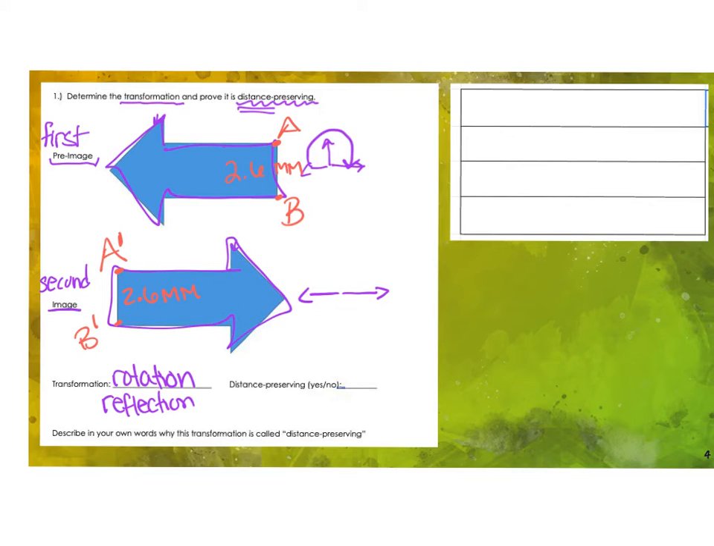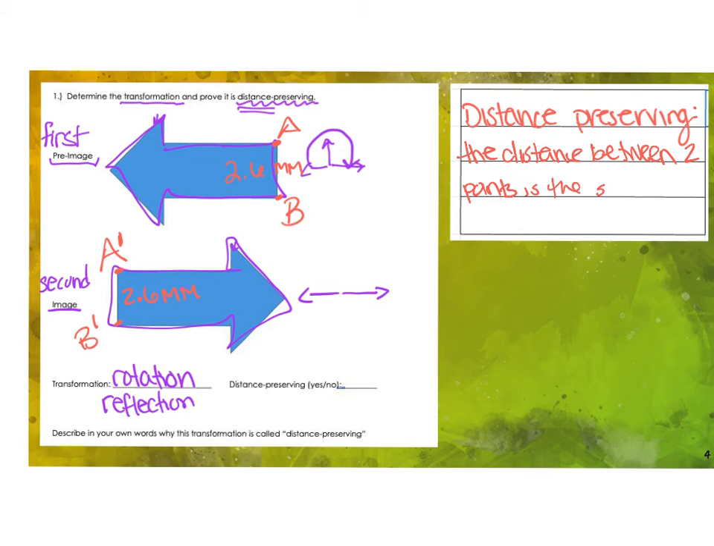So we're going to write a definition for distance preserving. Distance preserving. So all it means is the distance between 2 points is the same in the pre-image and the image. Okay, so that's the math definition.